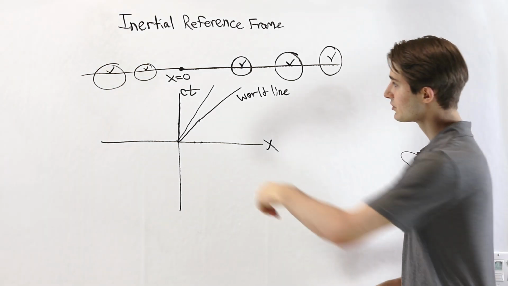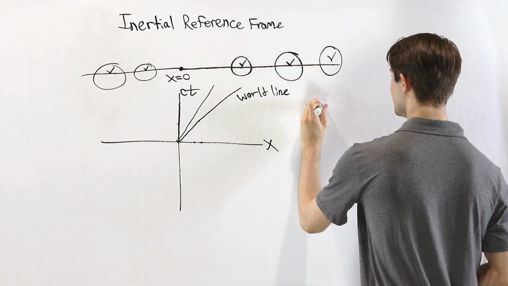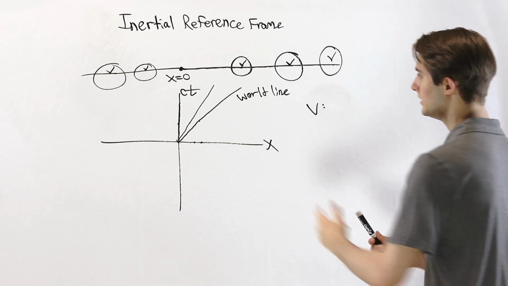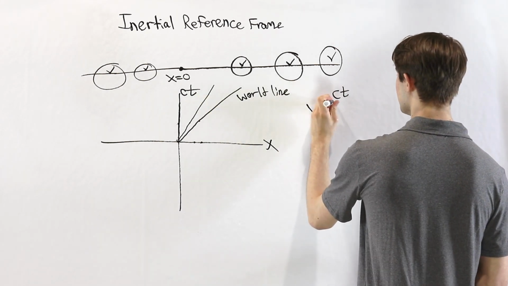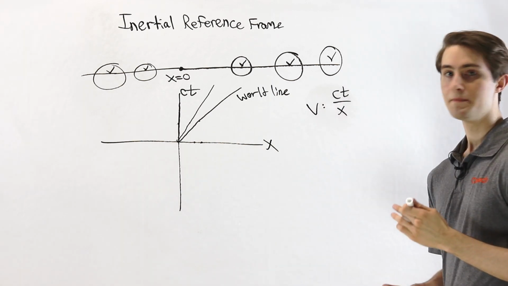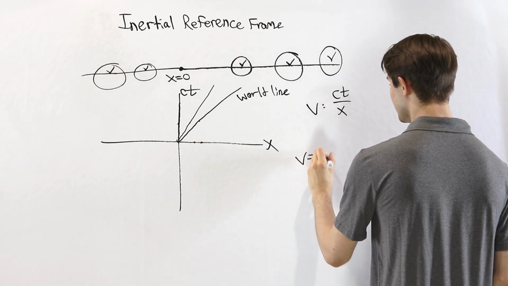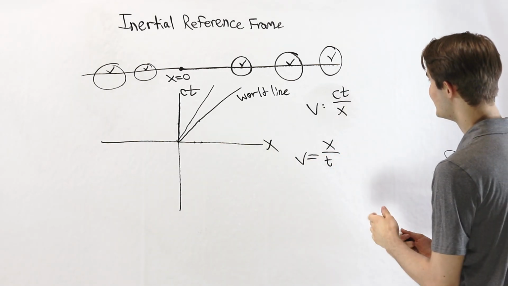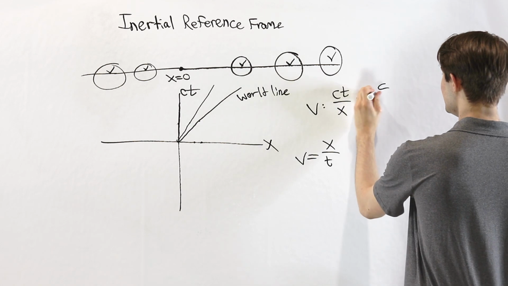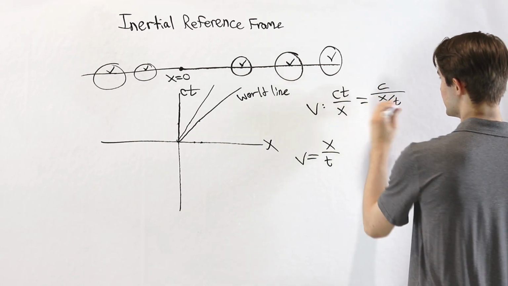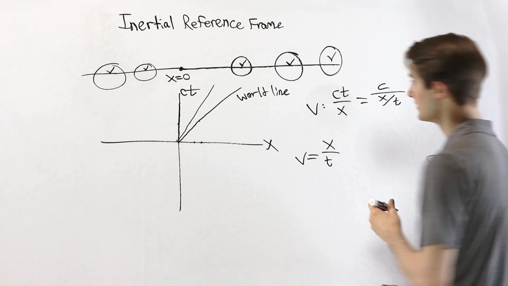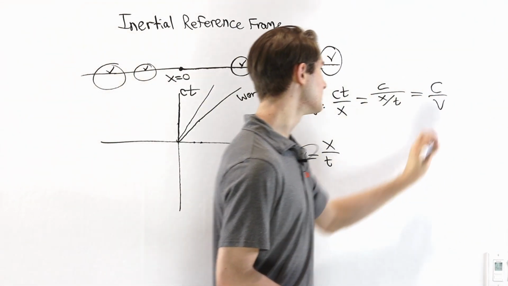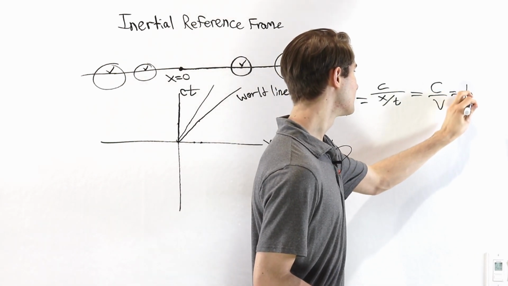Now let's think about what the slope of this line would be for an object moving with velocity v. We know that the slope is rise over run, and that's going to be ct over x. Now, if we think about the velocity, that's going to be equal to the displacement over time. So we can write this ct over x as c divided by x over t, if we bring this t down to the denominator. And from there, x over t is equal to v. So this gives us c over v. That is our slope.